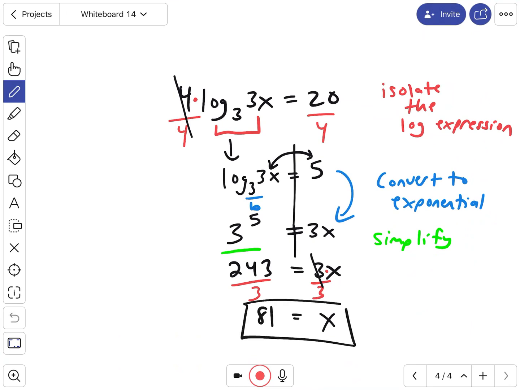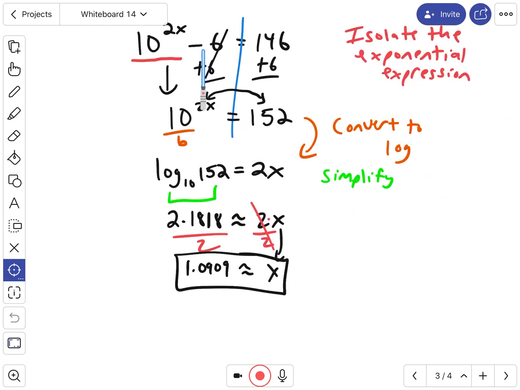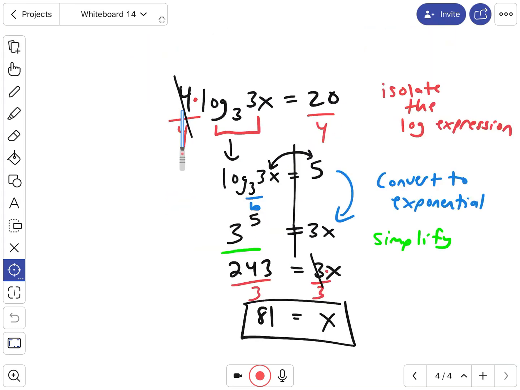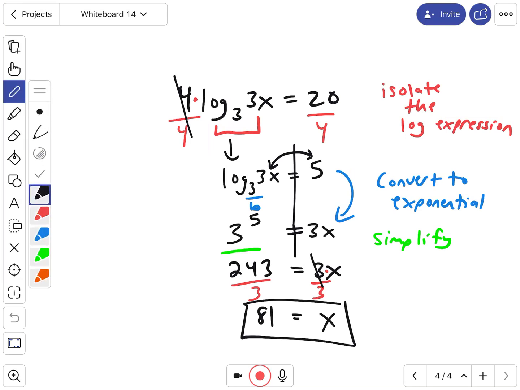Okay, so these are just a couple of examples, but of course you can have more things to get rid of. If you have to add or subtract to isolate this expression, or divide, multiply to isolate the expression. But you're basically going to do PEMDAS backwards, okay? So that's the main thing.